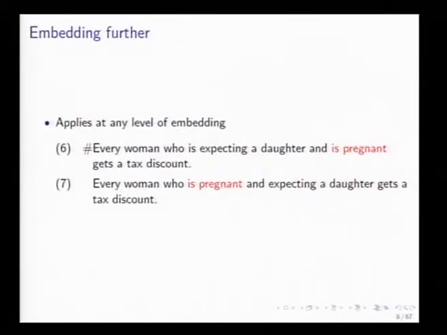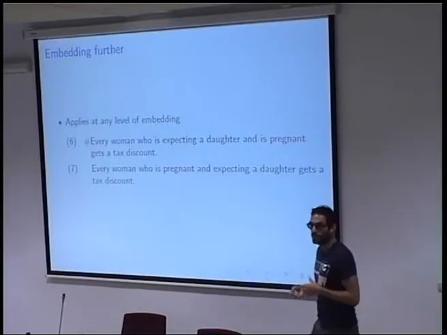However, once you account for this basic case by incorporating this notion of local context, you can account for any level of embedding. So you can account for why 6 is worse than 7, for example.